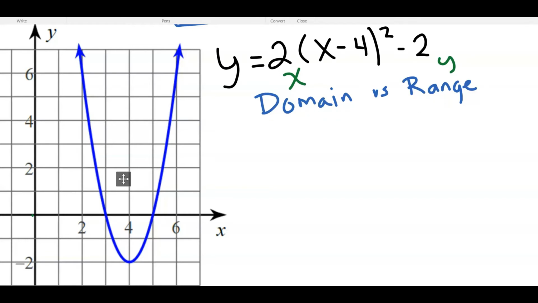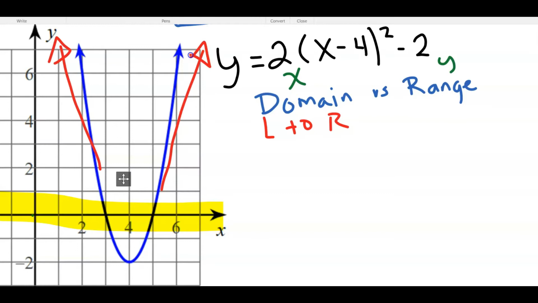Now if we're talking about domain of a parabola, and you see just a basic parabola, kind of like the one we have here, domain is an x value. Where is this graph going? We're talking about left to right here. Okay, so where's it going, left to right? A parabola, those arrows means that it goes forever to the left. Okay, and it's also going to the right forever.